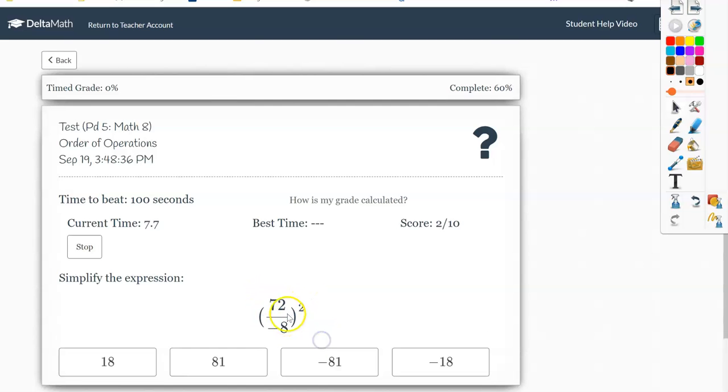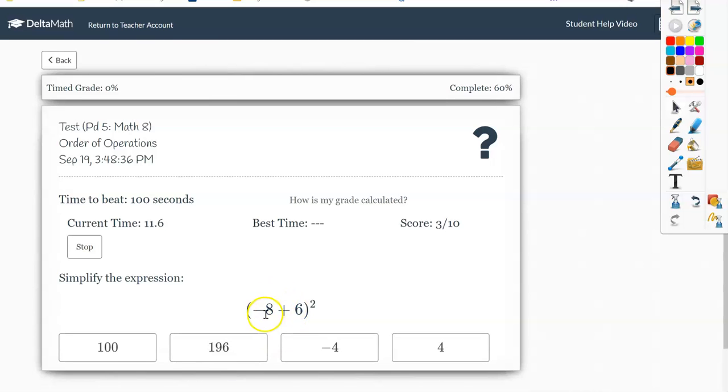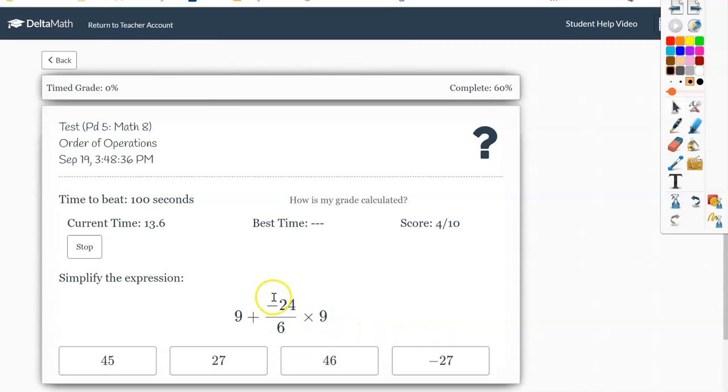9 squared is 81. -9 squared is 81. -2 squared is 4. 9 plus -4 times 9, -36 plus 9, -27. -7 plus 2 times -10, -7 plus -20, -27. -9 plus 32, -9 plus 32 is 23.